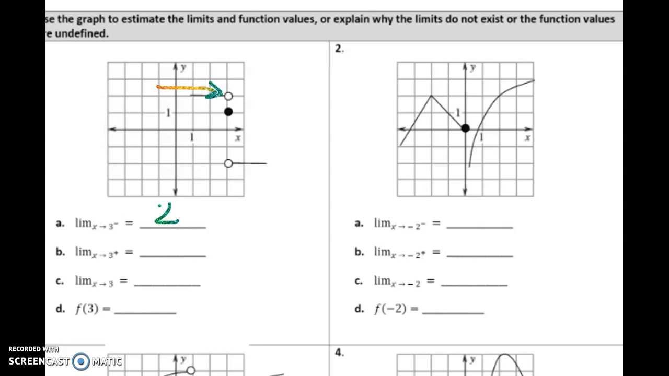Now, what about as x approaches 3 from the right side? Well, it looks like the function is down here, so as I approach 3, 1, 2, 3, from the right side, looks like my targeting value is -2. So if the left-handed limit is +2 and the right-handed limit is -2, then we know that the both-handed limit, the limit as x approaches 3 from both sides, does not exist.